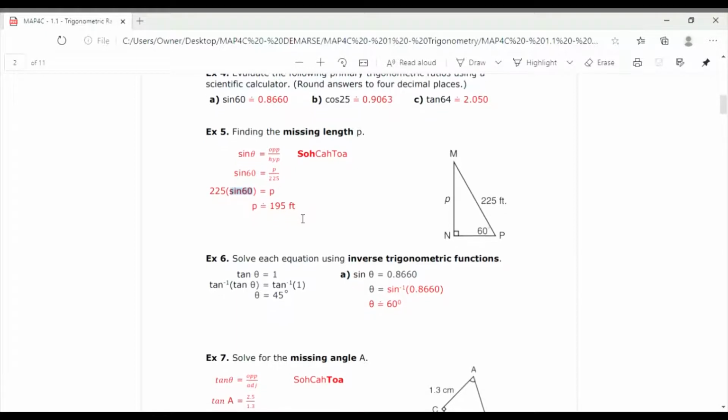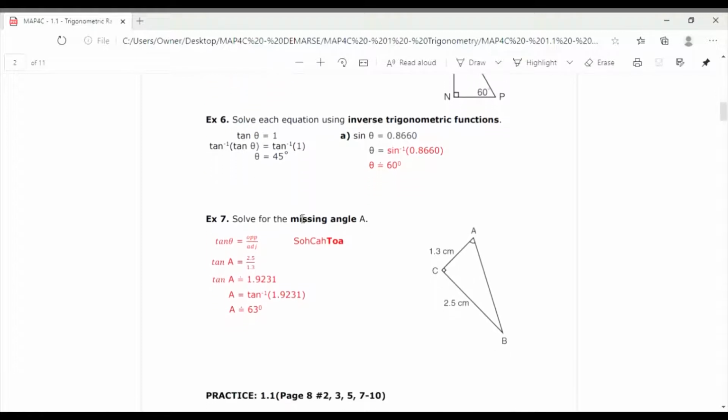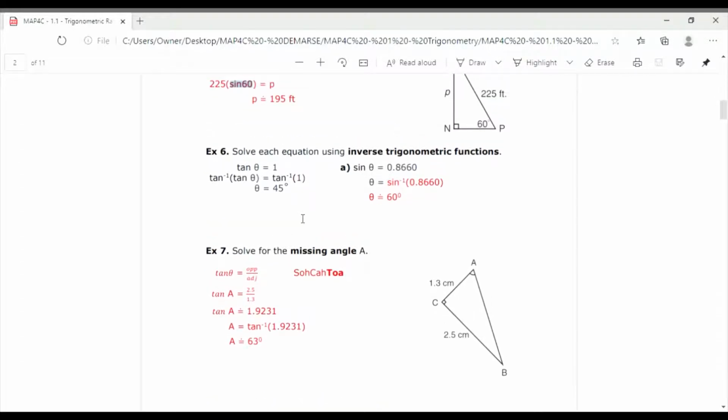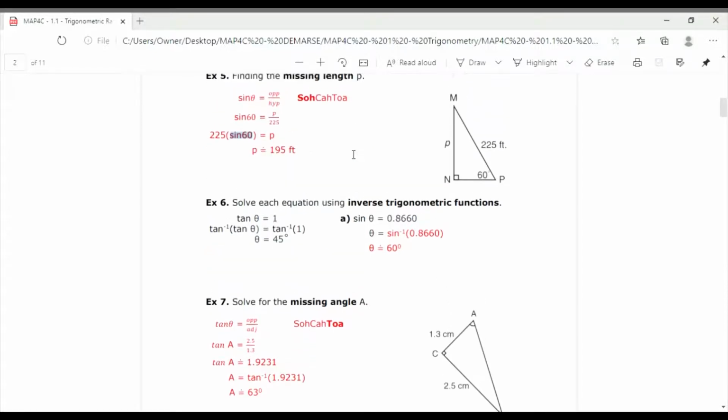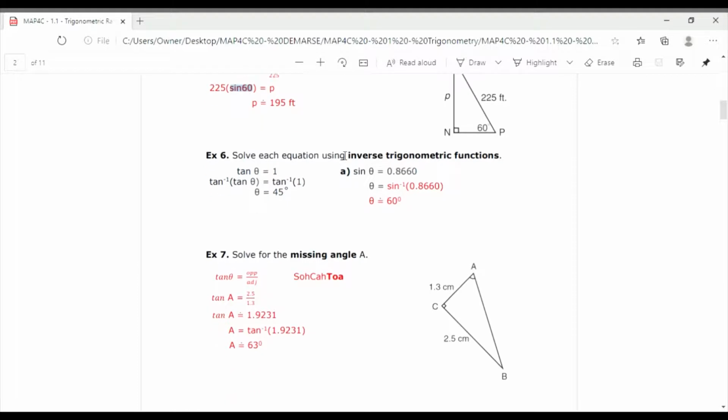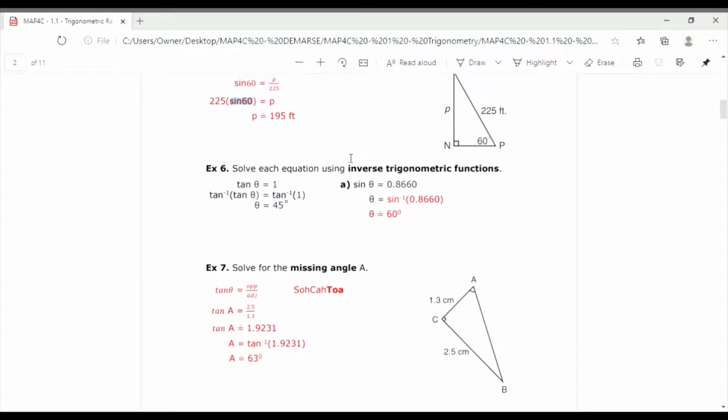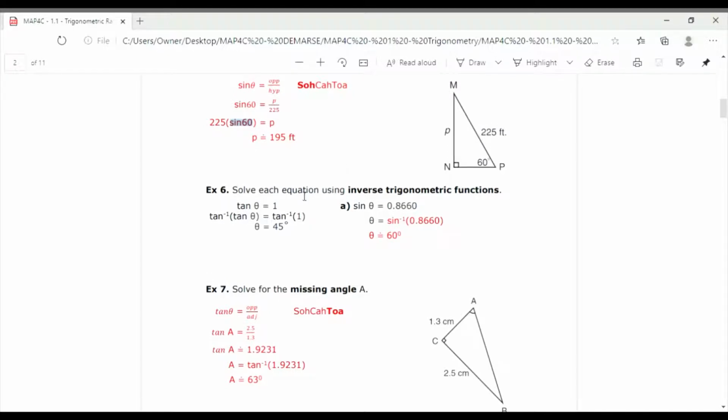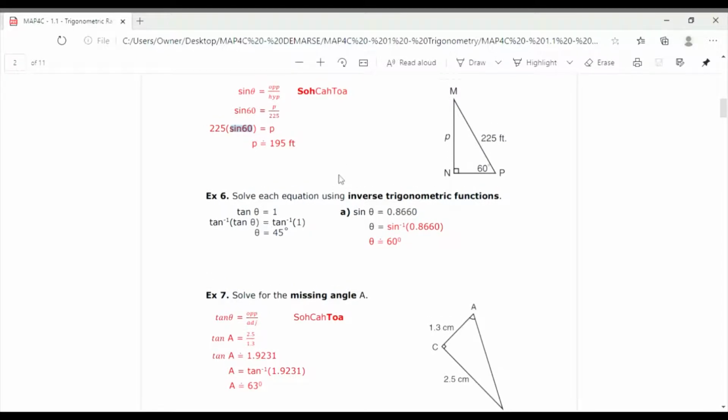Example 6. Solve each equation using inverse trigonometric functions. Now there's two ways to use trigonometric functions, straightforward or taking the inverse. The inverse is used when we're trying to find the angle itself.